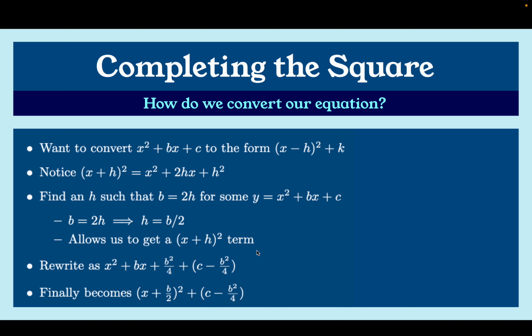Therefore, we rewrite our equation x² + bx + c as y = x² + bx + b²/4 + c − b²/4, which is the same because we both add and subtract b²/4. But because b²/4 is equal to (b/2)², which is this h² term, this entire left-hand part becomes (x + b/2)², and we're left with this plus c − b²/4. This is the process known as completing the square.